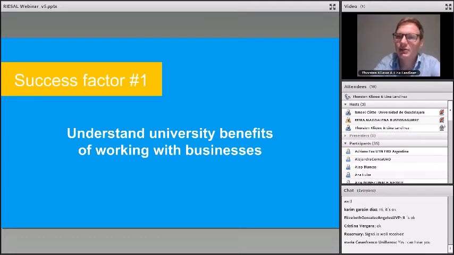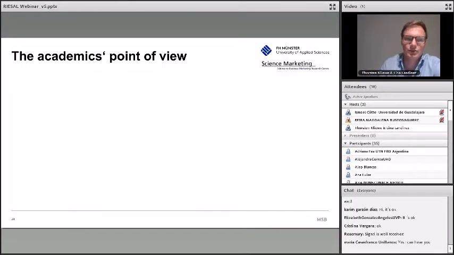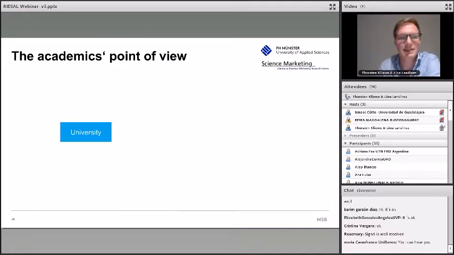Today, however, we expect that many professors are engaging with societal stakeholders, including businesses, to make more relevant research, but also to then exploit the full value of what they have found. So here we would like to present you the academics' point of view, which we find in many universities. And as Lina said, it's a change process and it will take some time. But basically many academics see it like this.